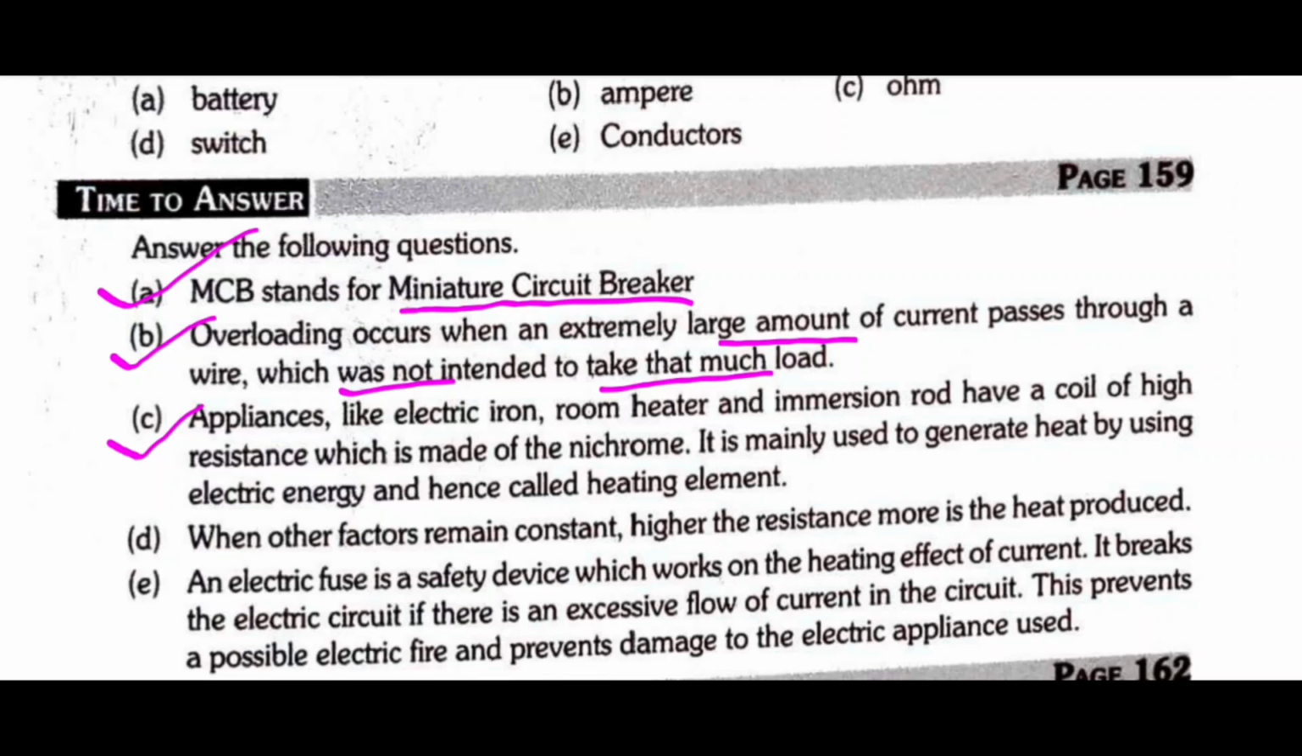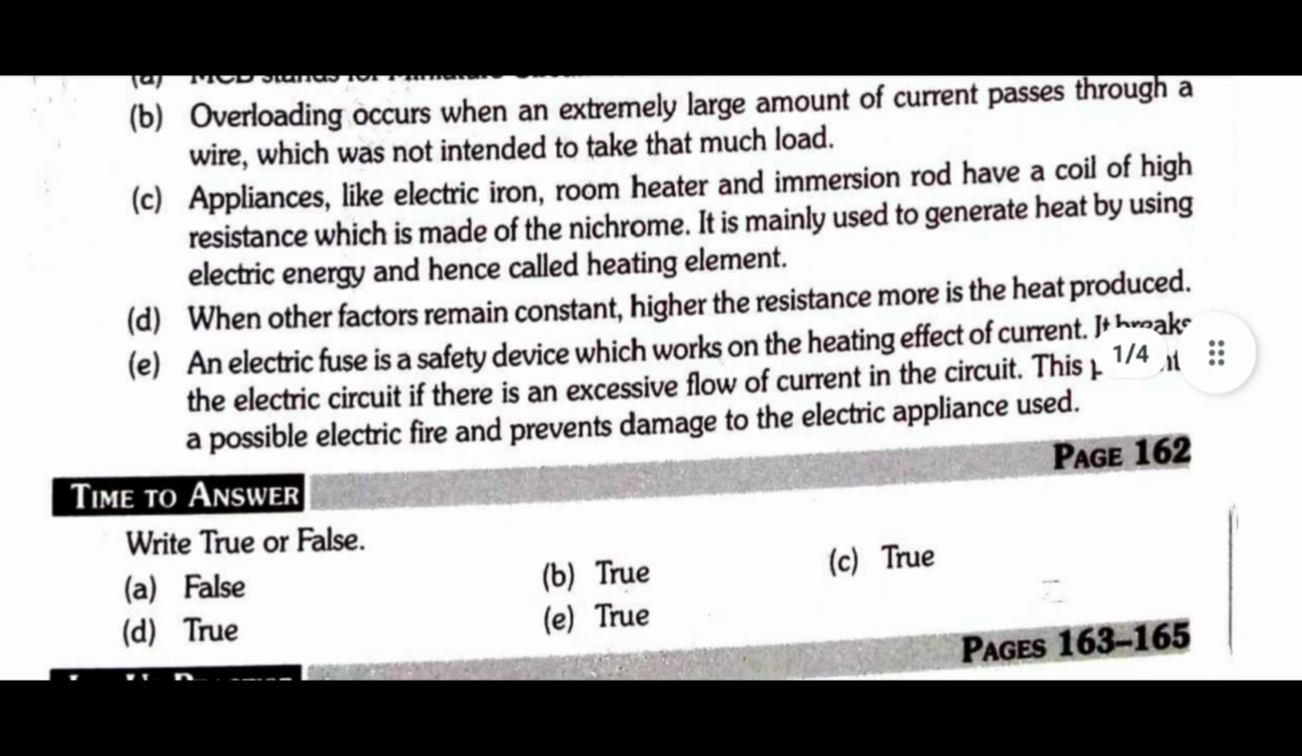Then question number C. What is a heating element? Appliances like electric iron, room heater and immersion rod have a coil of high resistance which is made of nichrome. It is mainly used to generate heat by using electric energy and hence called a heating element. Then question number D. What is the relationship between the heat produced and resistance of the material? When other factors remain constant, the higher the resistance, the more is the heat produced.